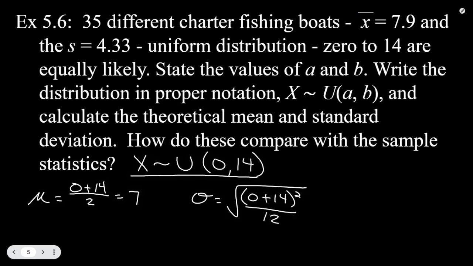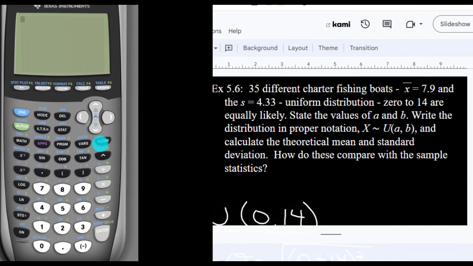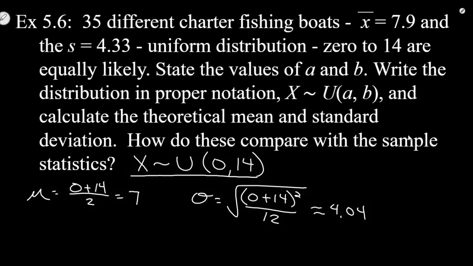Now I'm going to pull up the calculator just to show you exactly how we would do that. On the calculator, you type in your square root button, second squared, then put in your parentheses, 14 minus 0, close your parentheses, and then square that, and then divide by 12. That's how you would type that in, and we get an answer of 4.04. Let's go back to our screen and compare. So we do get a mean of 7 and a standard deviation of 4.04.